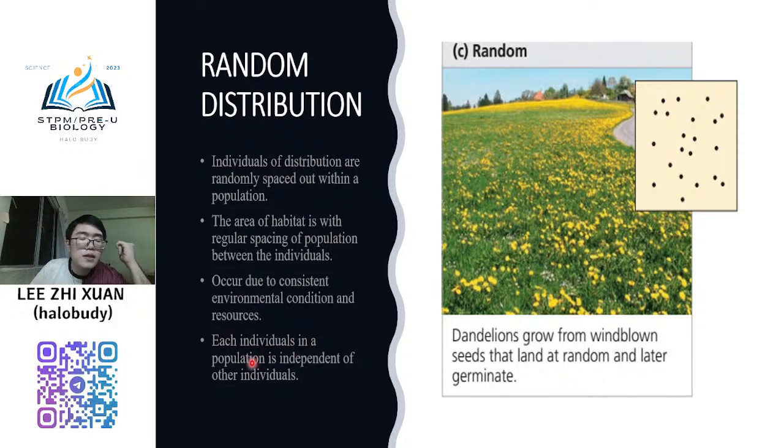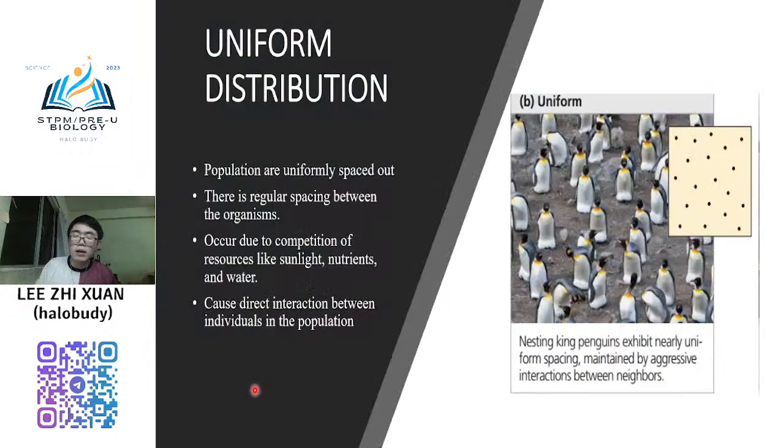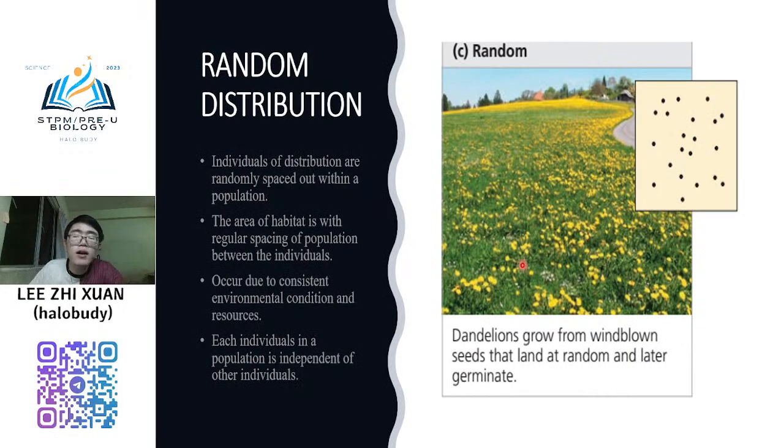So each individual in a population is independent of other individuals. Meaning that there is no disturbing. I stay here, I don't disturb you. You stay here, I will not disturb you. I will not have competition with you, and I only obtain the resources from here. This one, though, will disturb. Maybe this penguin will go to another penguin and then fight or have competition like that. So they have interaction. But for this, there is no interaction. It's independent.